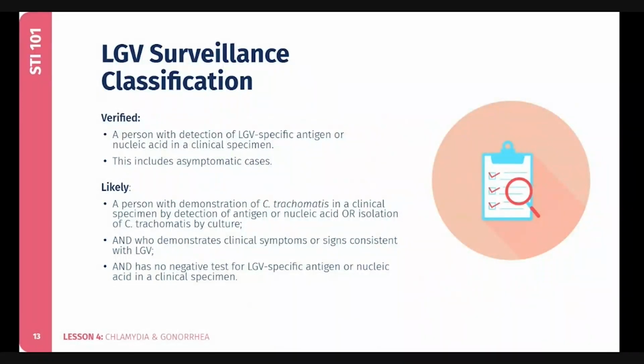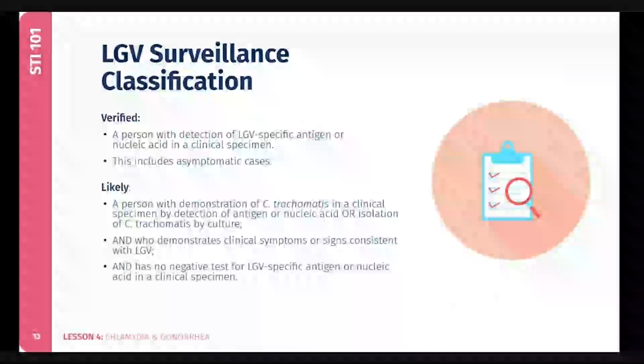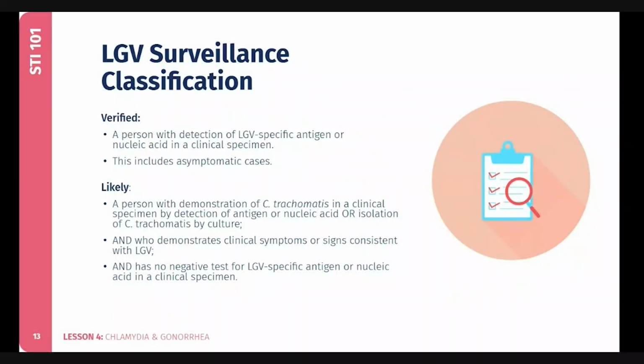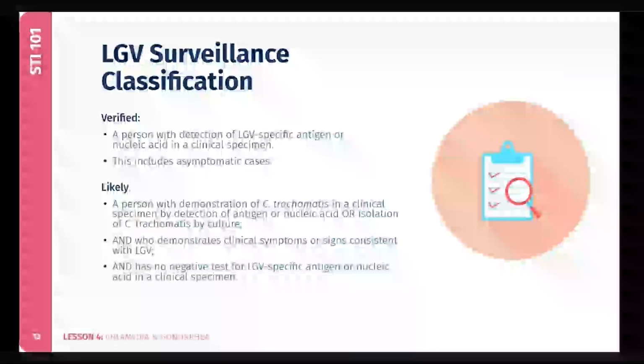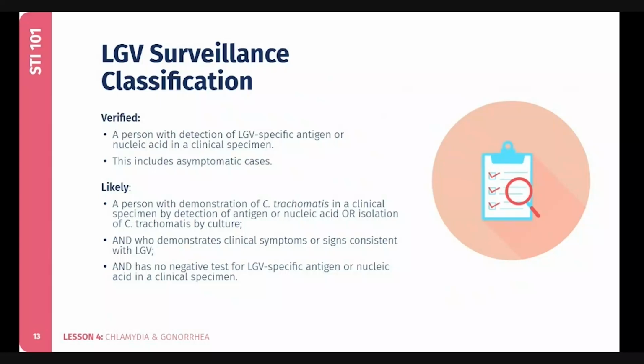LGV is reportable under chlamydia as of 2022. Suspect LGV can be reported under the classifications verified or likely. If LGV-specific testing is performed and LGV is detected, it will meet the case definition for verified. If a person meets the confirmed definition for chlamydia and they demonstrate clinical signs and symptoms as described in the previous slide, and they do not test negative for LGV-specific testing, then they would meet the definition for a likely LGV classification.